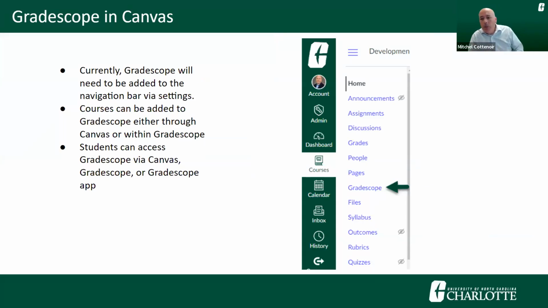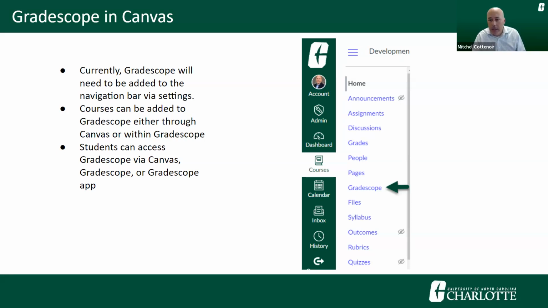Since it does integrate with Canvas, one of the things that you need to be aware of is that it's not currently part of the navigation bar on the left side in your courses. You have to go into the settings, and then go to navigation and add it to that navigation bar. We're hoping to do an upgrade between the semesters so that you don't have to do that. Then you can access Gradescope either through Canvas or through the Gradescope site.